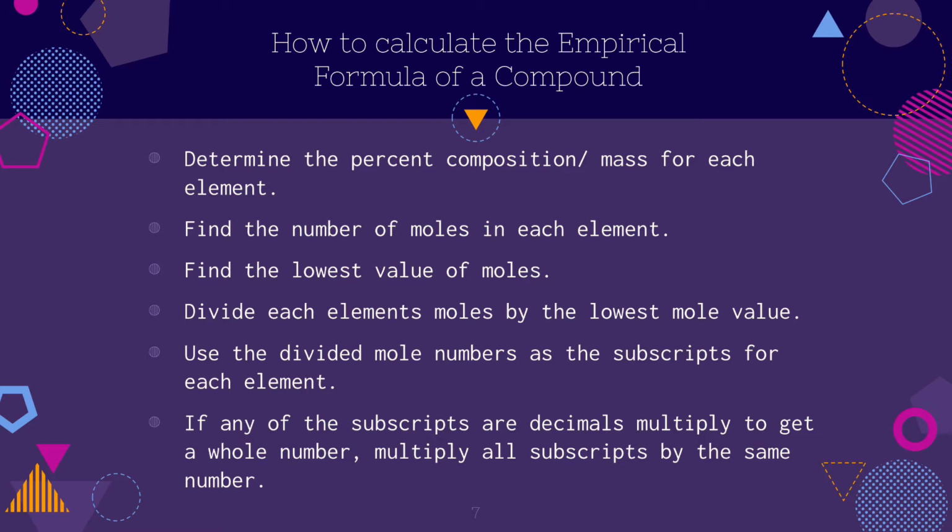Let's calculate empirical formula. So, first, determine the percent composition of each element. Then, find the number of moles in each element. Find the lowest value of moles out of all the elements. Divide each element's moles by the lowest mole value. Use the divided mole numbers as the subscripts for each element. And then, if any of the subscripts are decimals, multiply to get a whole number.